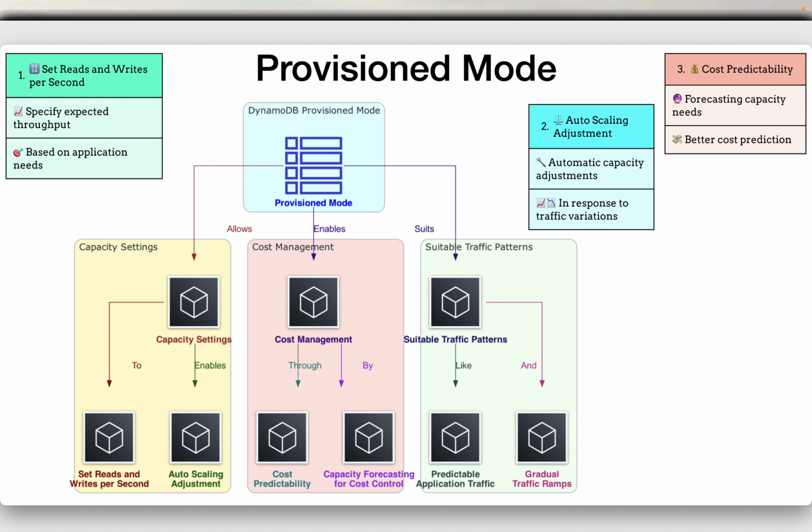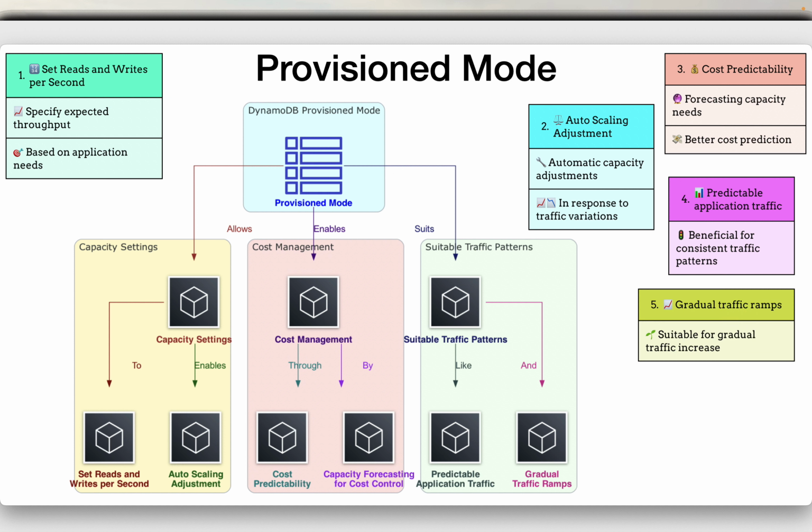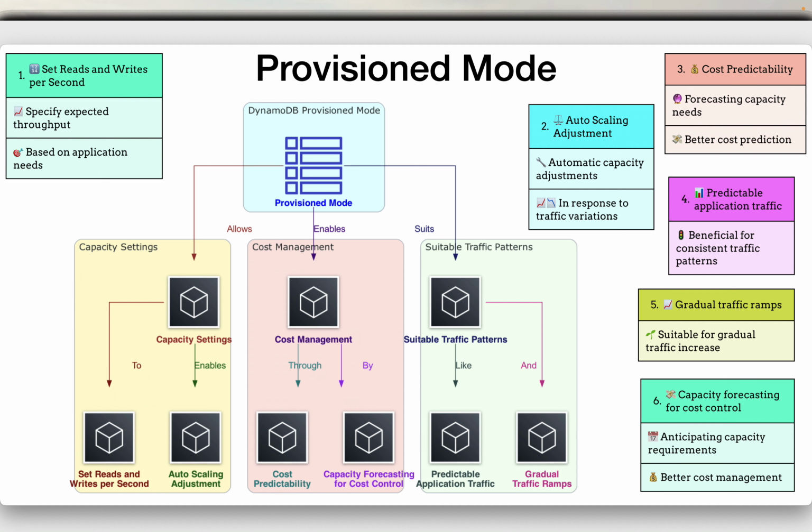Cost predictability: by forecasting capacity needs, users can better predict their cost. Provisioned mode is beneficial for applications with consistent traffic patterns. If your application sees a gradual increase in traffic, provisioned mode can be a good fit. And by anticipating capacity requirements, users can better manage their cost.